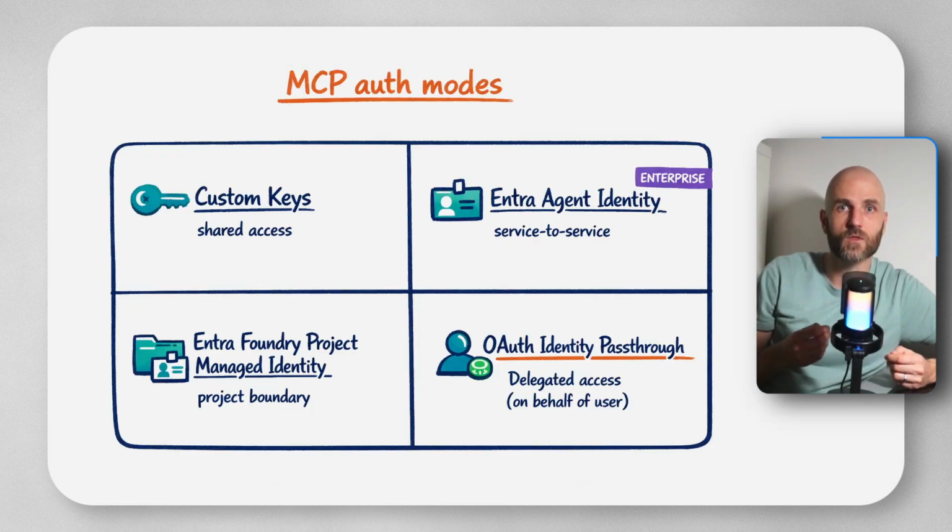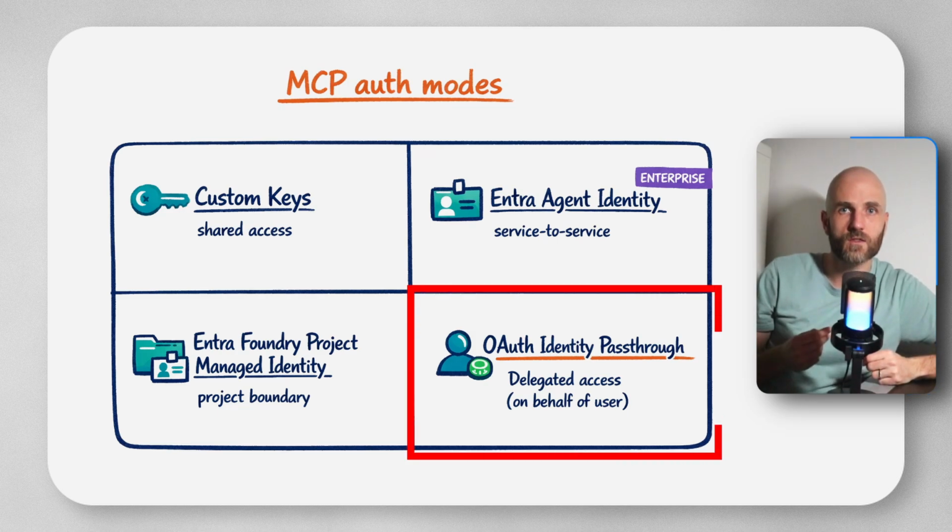Tool authentication is where real life gets complicated, so MCP supports 4 modes. If I have an internal tool and I just need shared access, key-based auth can be fine using custom keys. And if I want the agent to authenticate as itself, service to service, I use intra-agent identity. If I want isolation as the project boundary, I use intra-Foundry project managed identity.